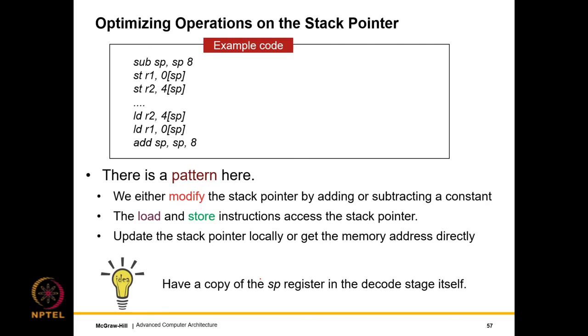Now let's look at another kind of optimization called optimizing operations on the stack pointer. So look at this piece of code. This piece of code is representative of what we would write in a function normally. What we are doing is creating space in the activation block. So we are subtracting 8 from the stack pointer. This is creating 2 slots for us. Then we are doing register spilling. Registers R1 and R2 are being spilled into the memory location.